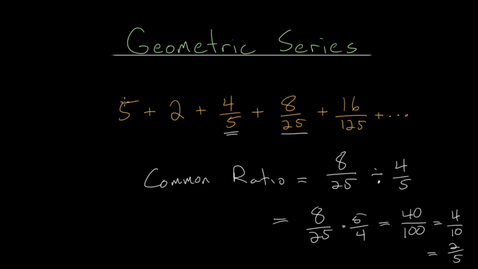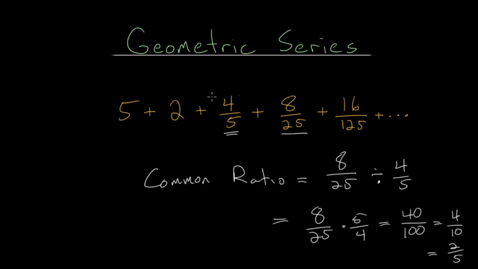We can check this. Since 5 multiplied by 2/5, the 5's cancel, and you get 2, which is what you'd expect. And 2 times 2/5 would be 4/5. So this does make sense. And the reason we want to find the common ratio is that to actually add this up, we want to use a little bit of a trick involving that common ratio.